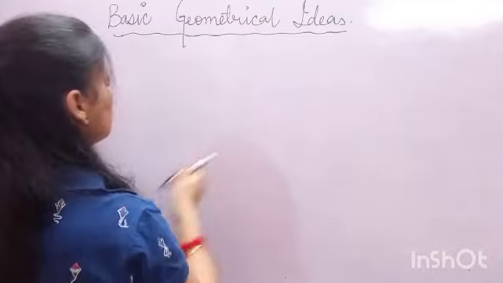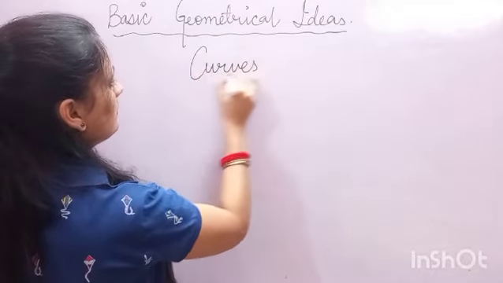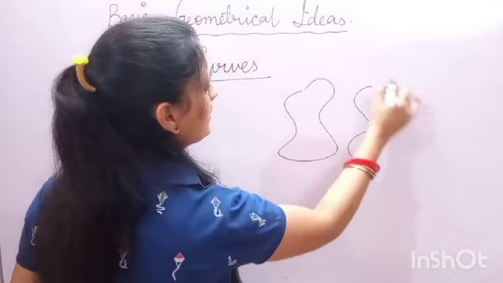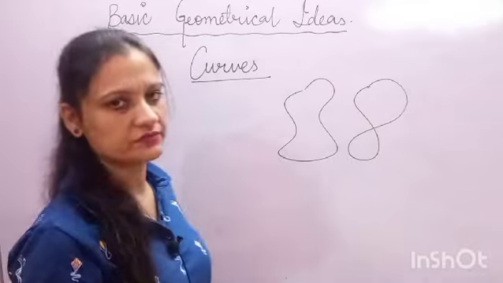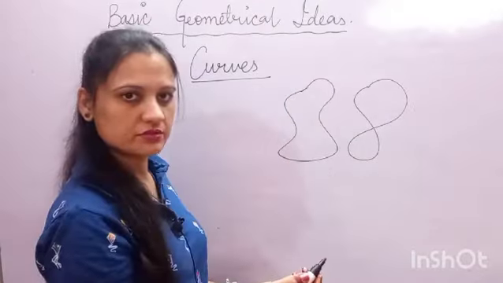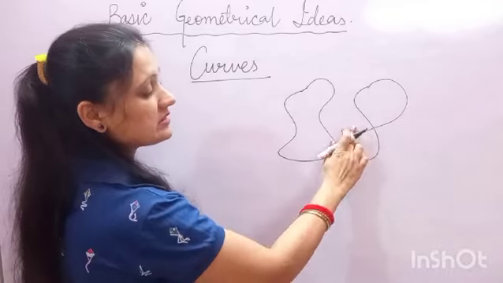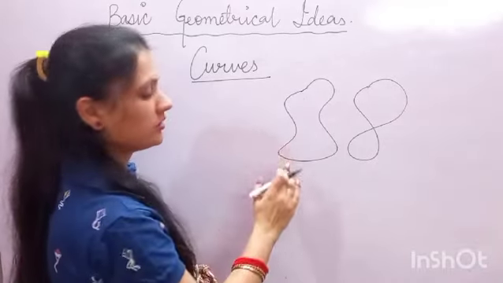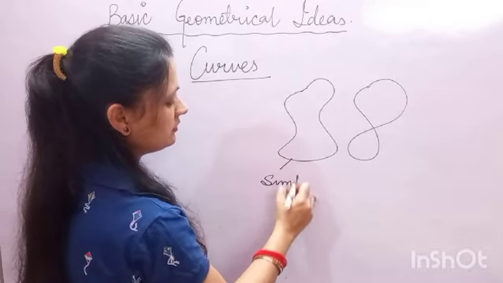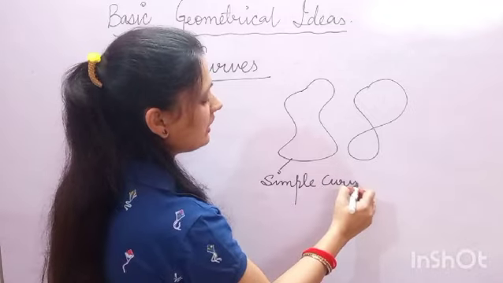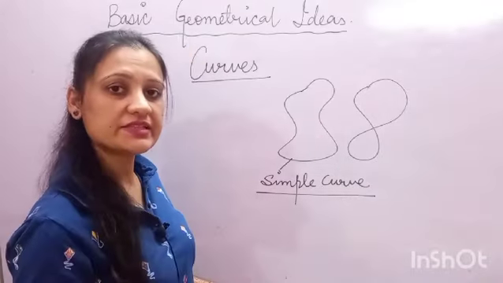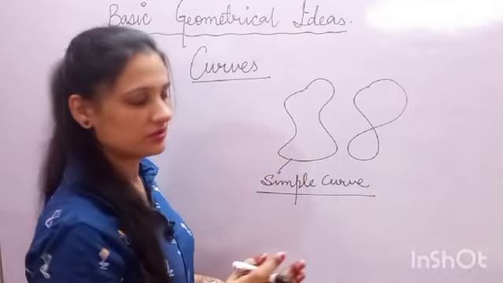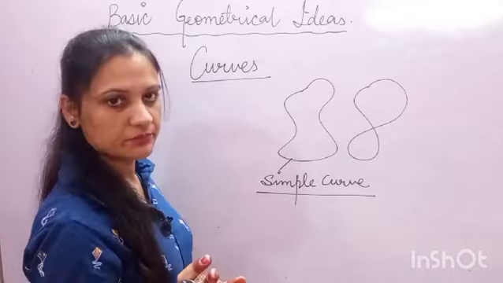So let's start with curves. If I draw something like this, or if I draw something like this, both are curves, right? But you can see the difference. In this curve I have crossed, but here there is no crossing going on. So it's a simple curve. If somebody asks you what's a simple curve, you can easily say it is a curve where there is no crossing of the lines. Here they are simple curves.